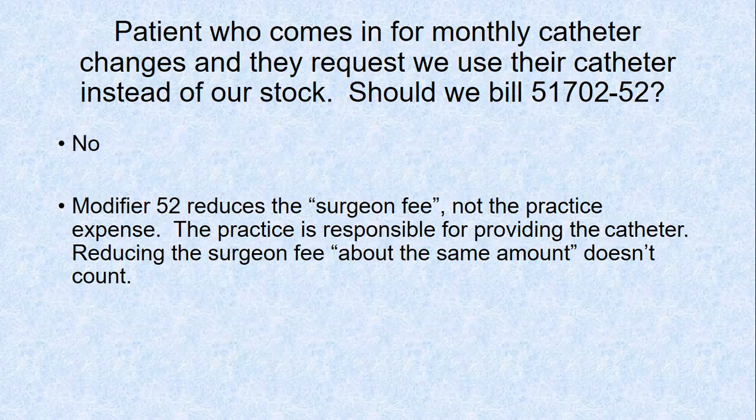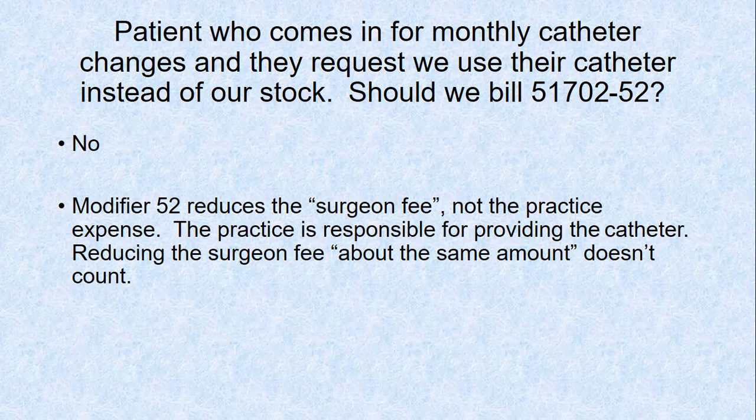Again, the practice expense of a lot of things is already included in some procedures. So for example, 51702, which is a placement of a Foley catheter, the practice expense includes the catheter itself. So there are some people who want to bring in a catheter from the outside, bring in their own catheters, but you have to bill 51702, and as part of the payment for the practice expense, we have to supply the catheter. That's just how it works.